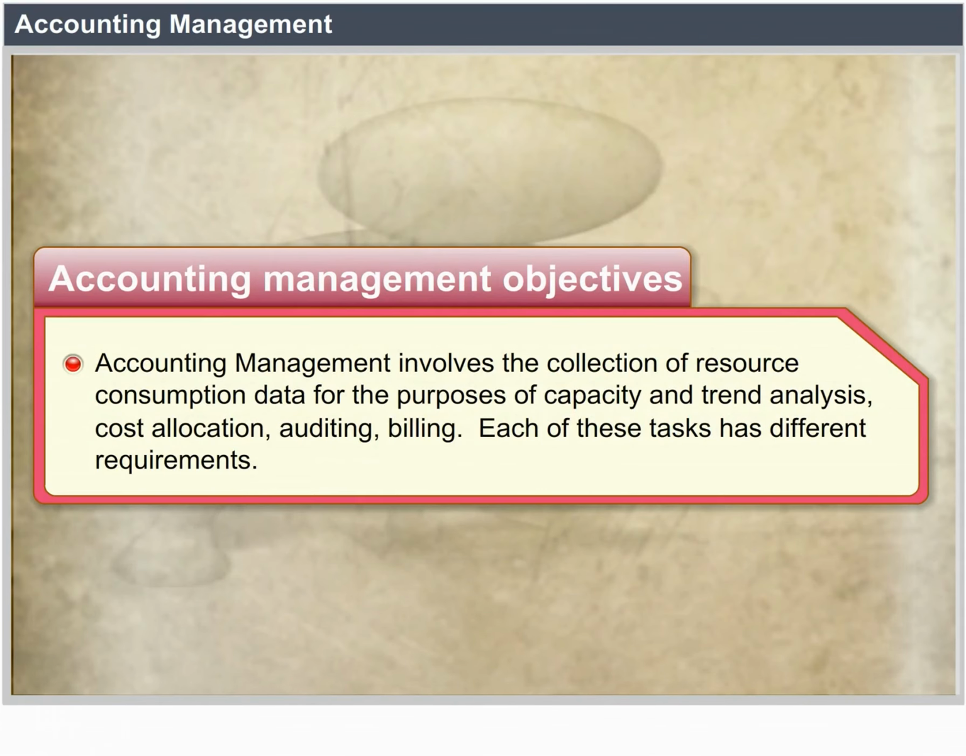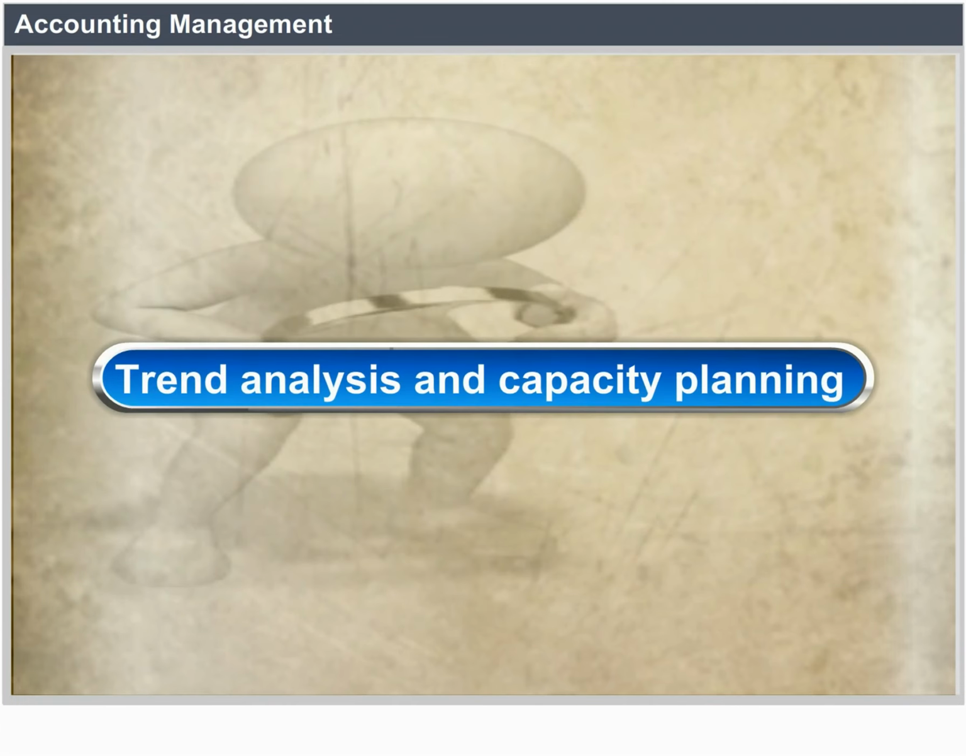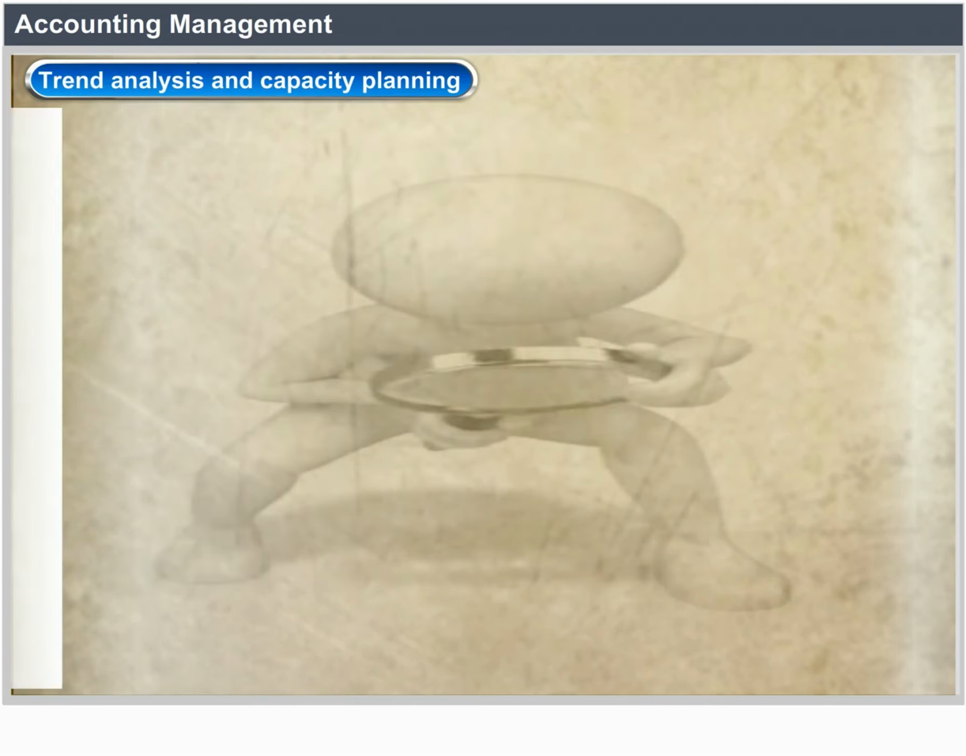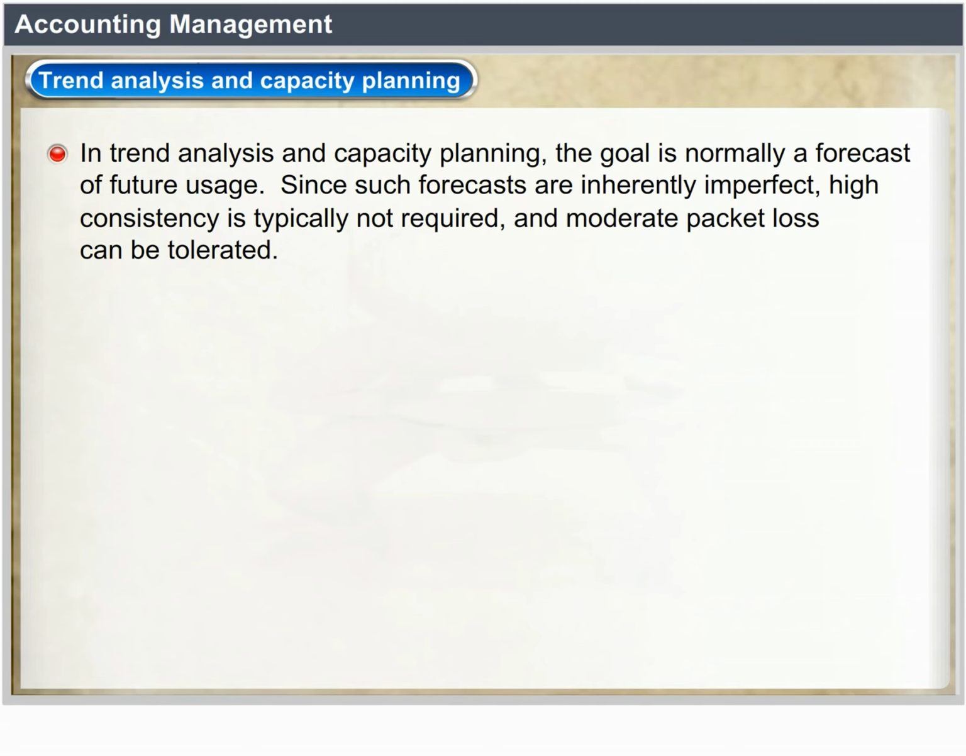Accounting Management Objectives. Accounting management involves the collection of resource consumption data for the purposes of capacity and trend analysis, cost allocation, auditing, and billing. Each of these tasks has different requirements. Trend analysis and capacity planning. In trend analysis and capacity planning, the goal is typically a forecast of future usage. Since such forecasts are inherently imperfect, high reliability is typically not required and moderate packet loss can be tolerated.